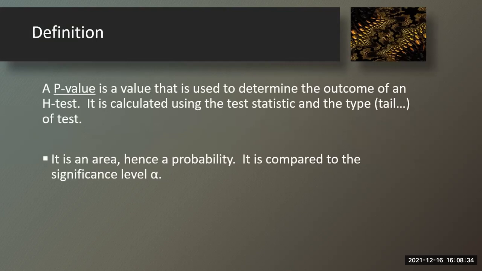And I'll remind people that a p-value is a value that is designed to determine the outcome of a hypothesis test. It's calculated using the test statistic and the type of test, left, right, or two-tailed test. It's an area, the p-value, so it's going to be a probability, and it's compared to that level of significance alpha. So one of the things I could have you do on your exam is to calculate a p-value. If you have a test statistic and the hypotheses, the p-value should be possible to calculate.